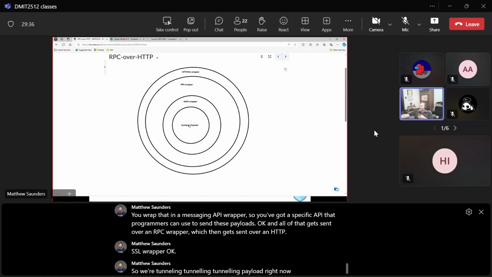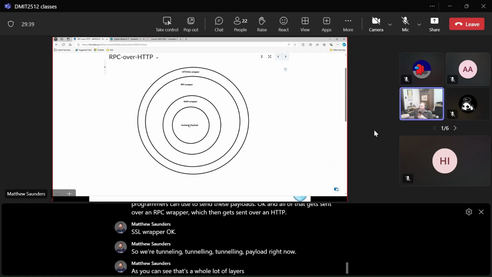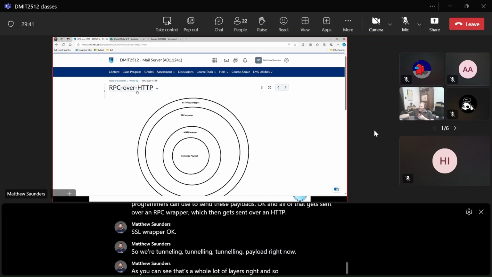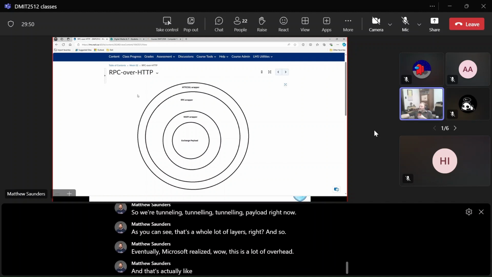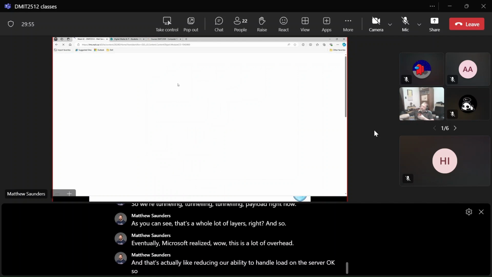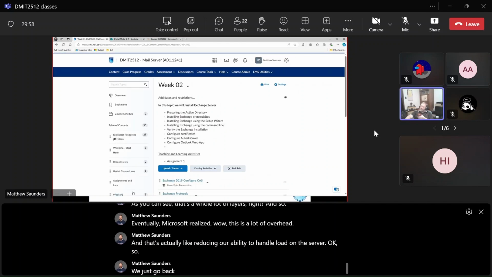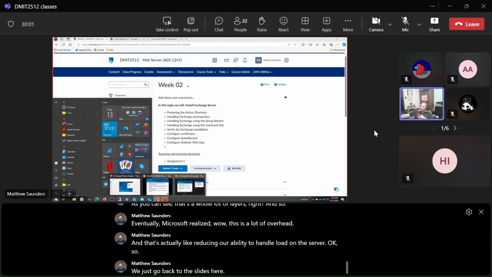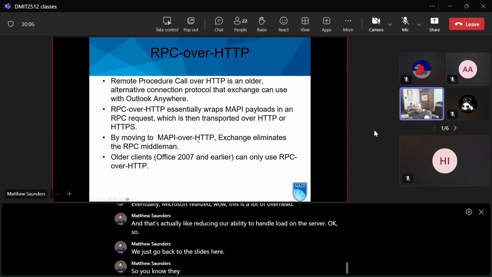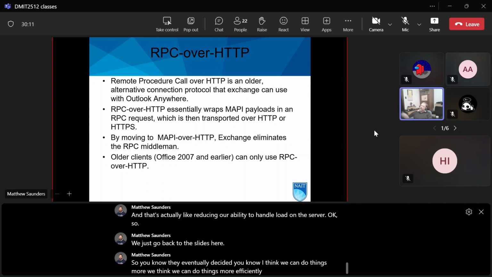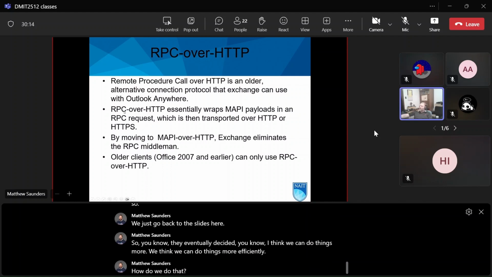Now, as you can see, that's a whole lot of layers. Eventually Microsoft realized this is a lot of overhead, and it's reducing our ability to handle load on the server. Let me go back to the slides here. So they decided, we think we can do things more efficiently. How do we do that? We're going to take out the RPC middleman.